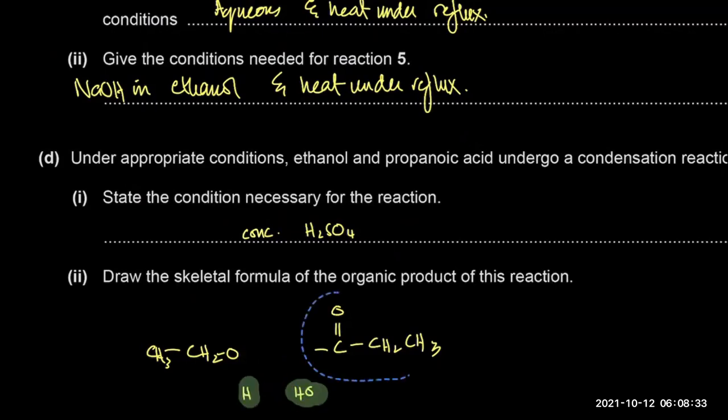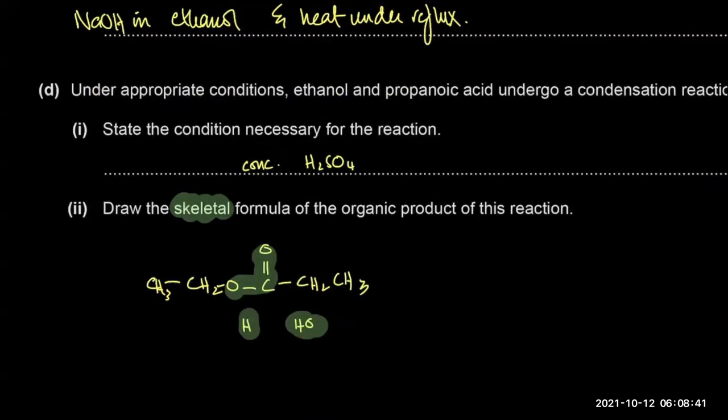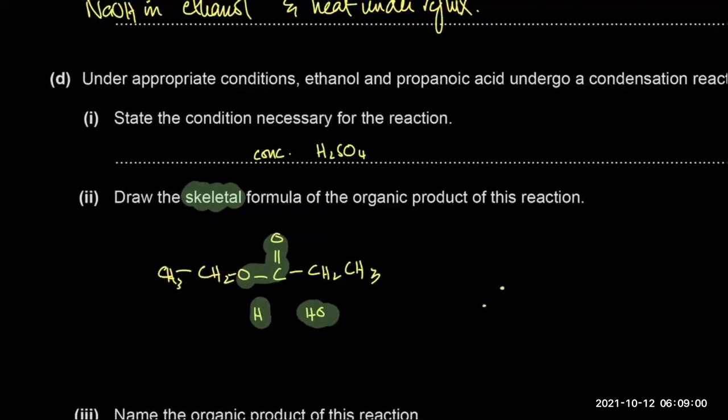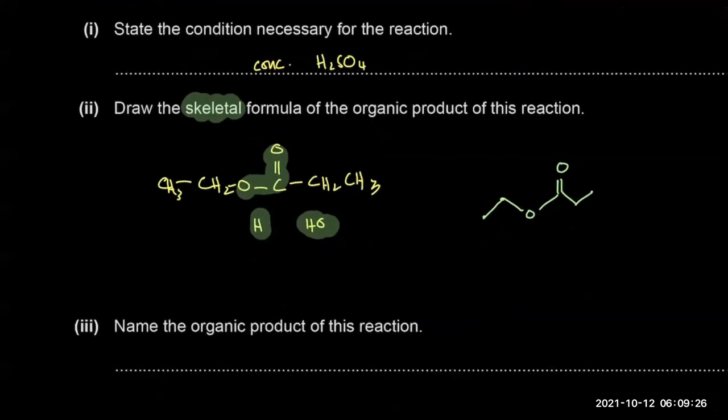So we're left with this structure. This is our ester, this is our ester linkage. If you had to draw the skeletal formula, let's number these: we have a total of 5 carbons, 1, 2. Looking left to right, this carbon is bonded to an oxygen, which is bonded to another carbon. That's bonded to a C double bond O, and that's bonded to 2 more carbons. So that's your structure. If you want to count: 1, 2, 3, 4, 5 carbon ester, 2 carbon alcohol and 3 carbon acid. So that's your skeletal formula.